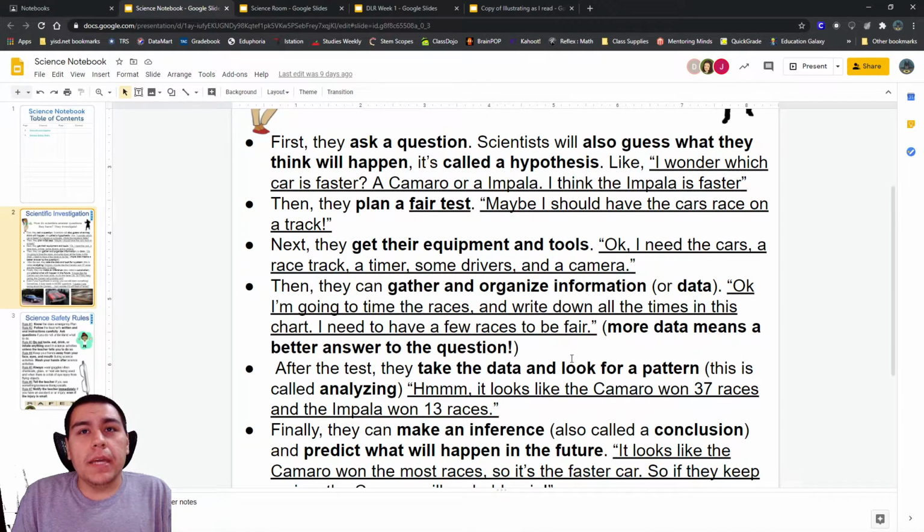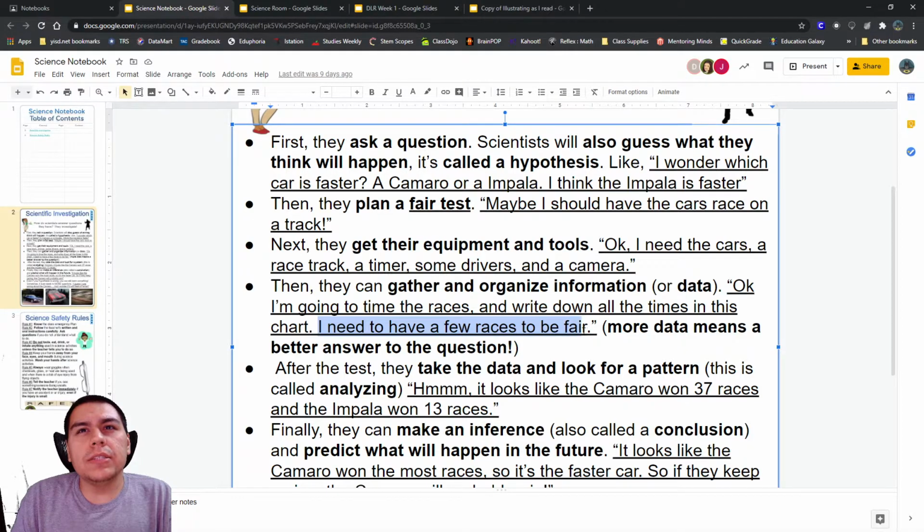Okay, then this is important. They gather and organize the information. Now, when we're talking about a science experiment, we call that data. So it says here, okay, I'm going to time the races and write down all the times in this chart. Then it says, I need to have a few races to be fair.